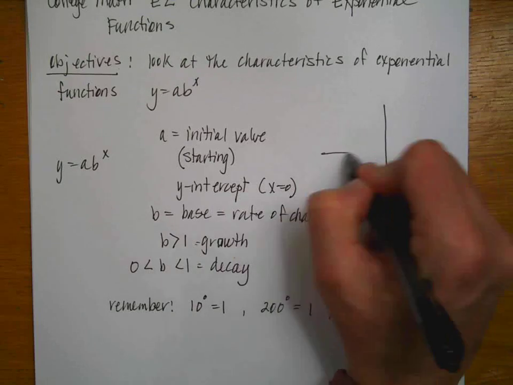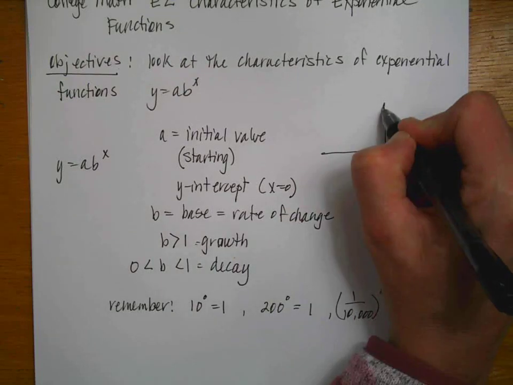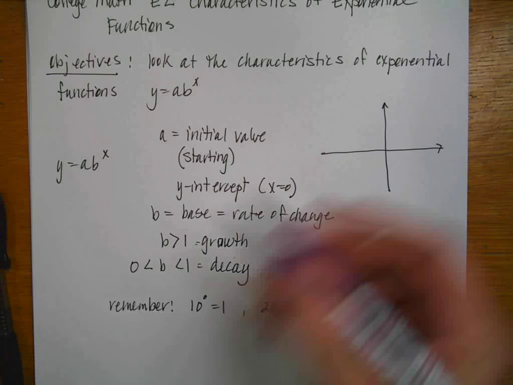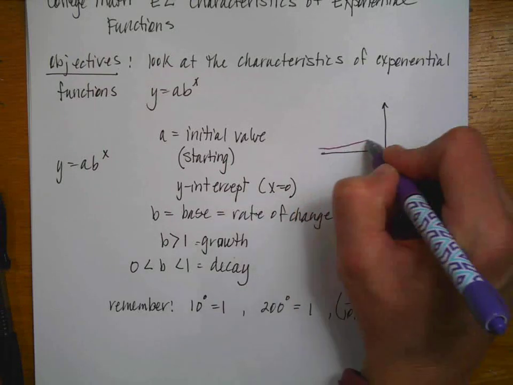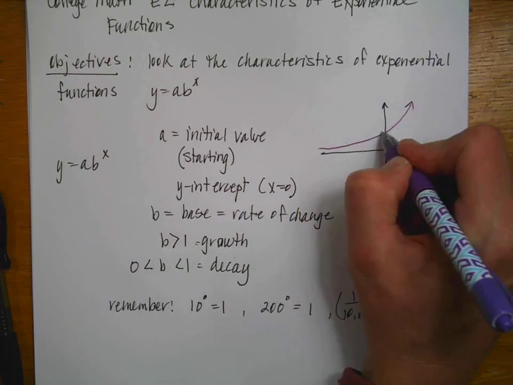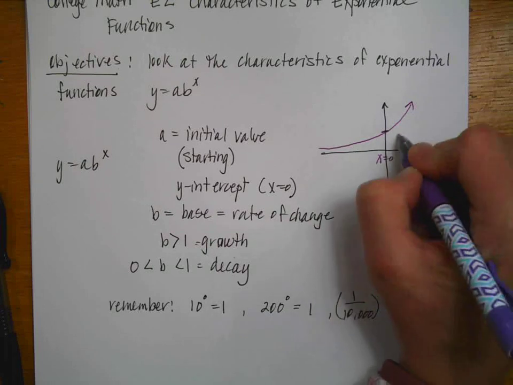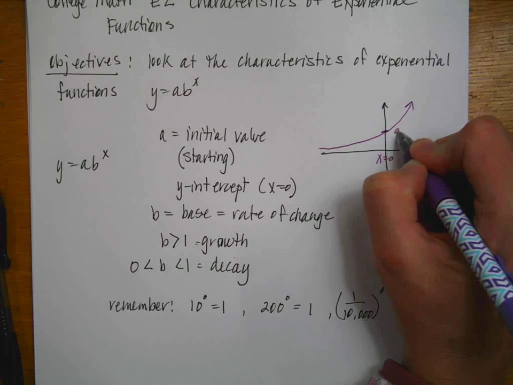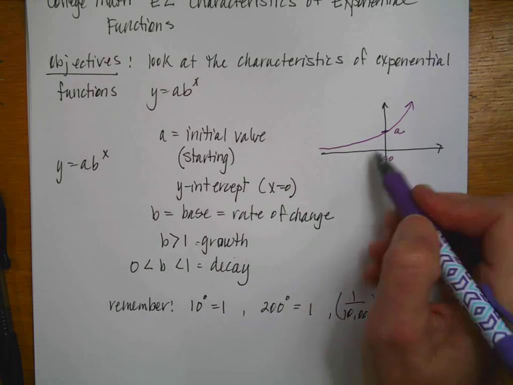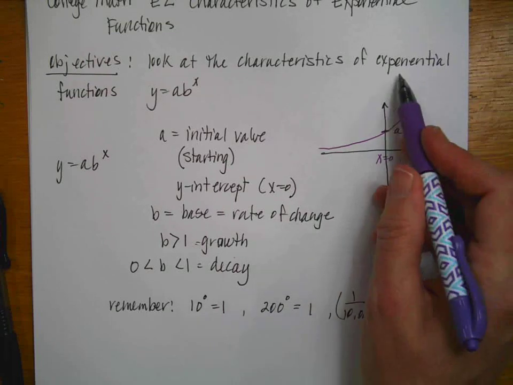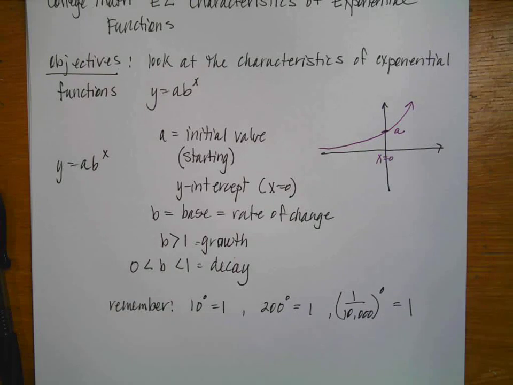So for our exponential function, this is what it's going to look like. It's going to be a graph. This is your y-intercept. So notice that's when x is equal to 0. So this is going to be A.